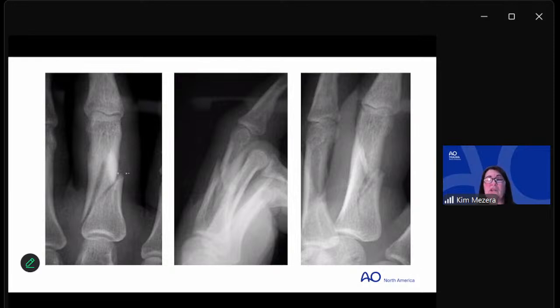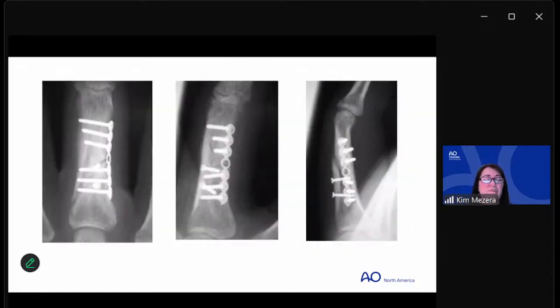It might be a little short for the lag screws. Those short obliques don't do very well with lag screws. They do better with the plate. So this one, just because of the short obliquity and the fact that we do have some good bone on either side, lends itself well to plating.